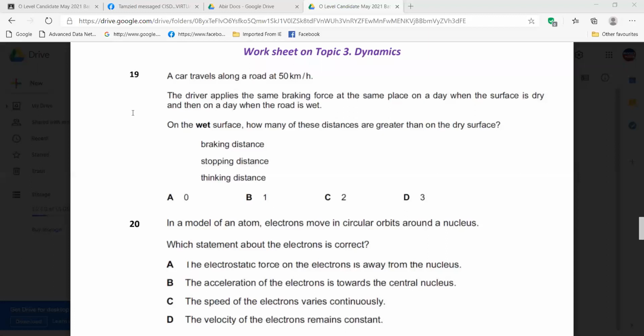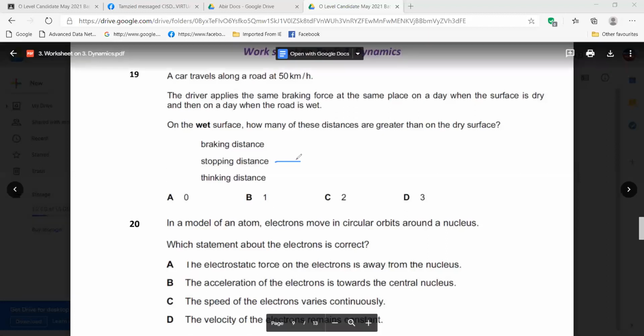Stopping distance is the... Sir, can I discuss something with you? Of course. Just let us finish 19 and 20, then we will discuss yours. No problem. Okay, just continue with us for these two questions, then we will come to you.